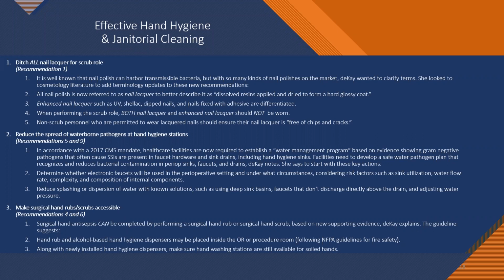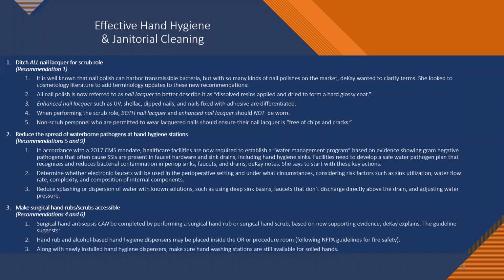This is from the article from the AORN. She says to start with these key actions: determine whether electronic faucets will be used in the perioperative setting and under which circumstances, considering risk factors such as sink utilization, water flow rate, complexity, and composition of internal components. Reduce splashing or dispersion of water with known solutions, such as using deep sink basins, faucets that don't discharge directly above the drain, and adjusting water pressure.